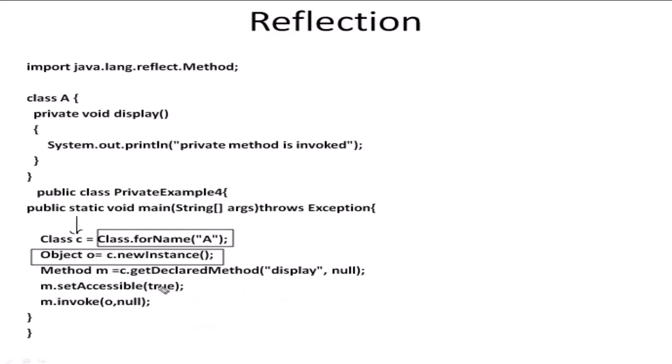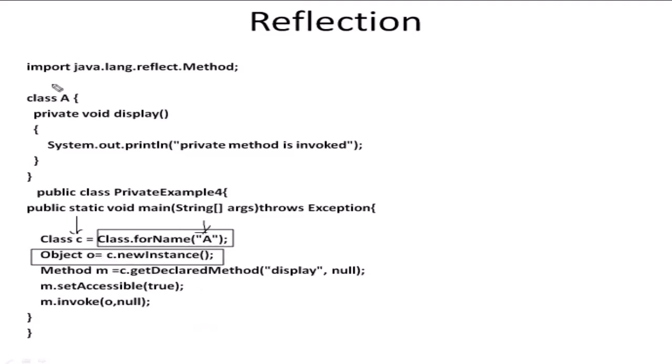So what is the class? Here we have used a private example. Here we have just given a particular method, class C. So here, Object O equal to C.newInstance. Just we have taken a class, so Class C equal to Class.forName A. So A is a particular object, and directly we are going to create an object for the particular class C.